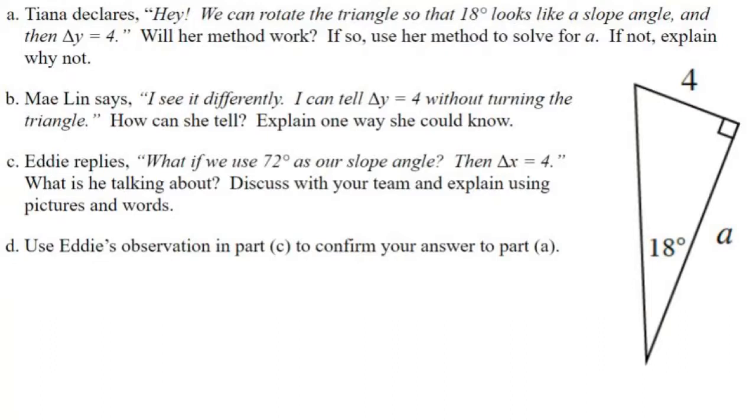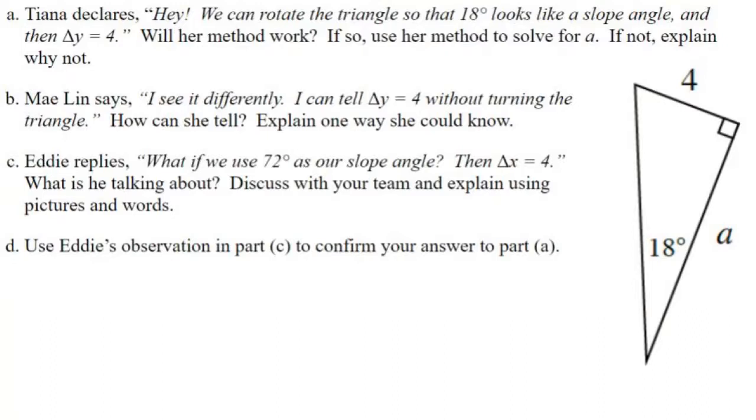Because we're not really comparing slope necessarily. We're not comparing change in y over change in x. We're comparing the lengths of two sides of the right triangle. We can call this side, this 4, the opposite side to 18 degrees, and we can call A the side next to 18 degrees. So 4, if you think about it, it's opposite from 18. It's across the triangle from it.